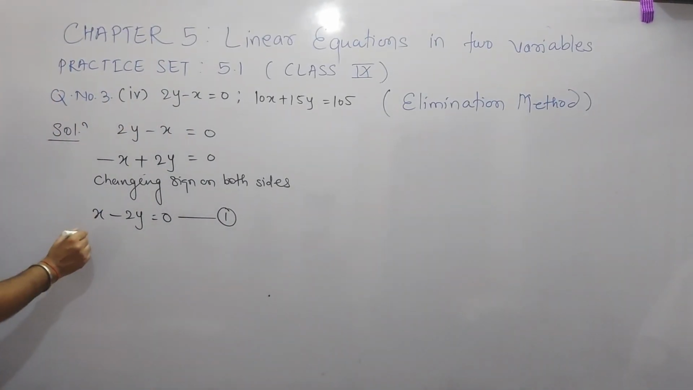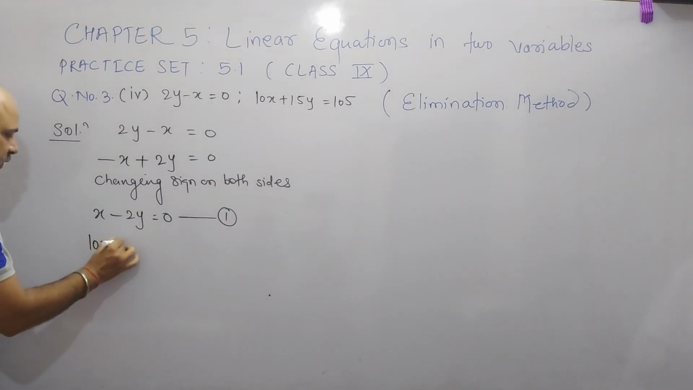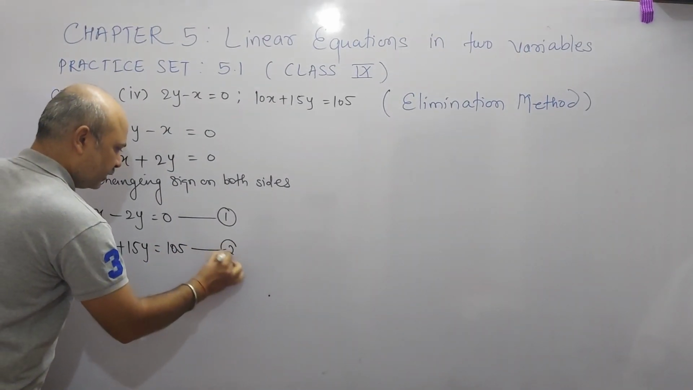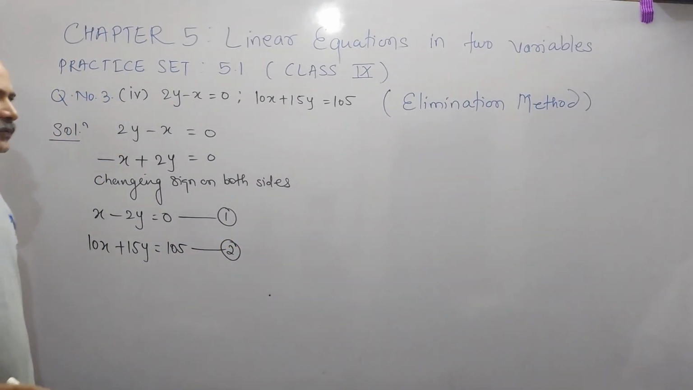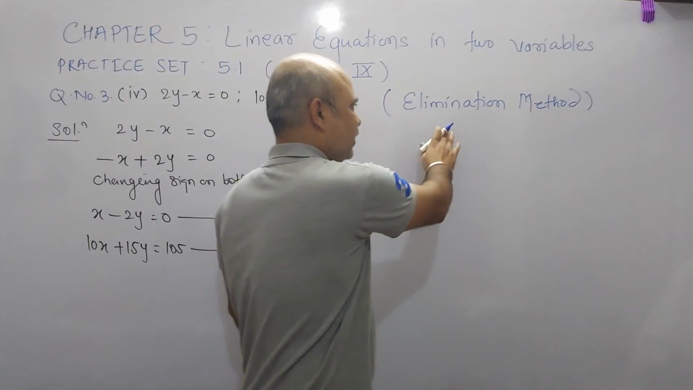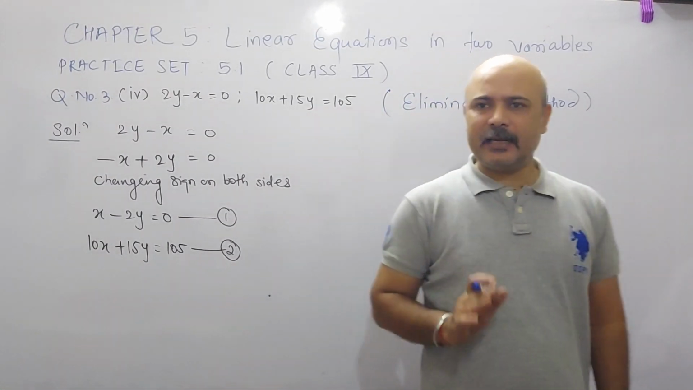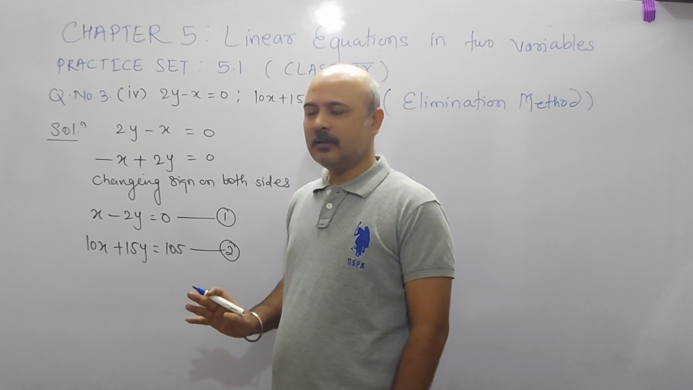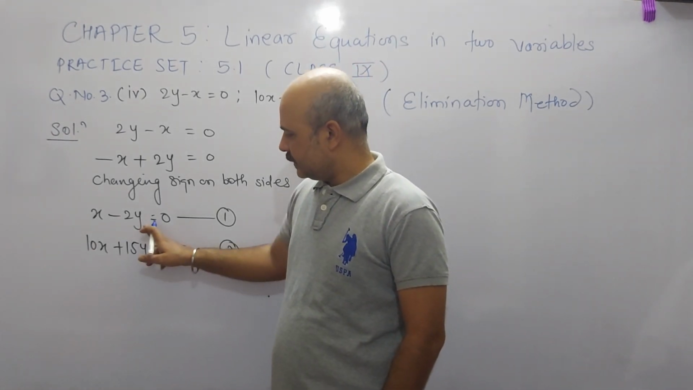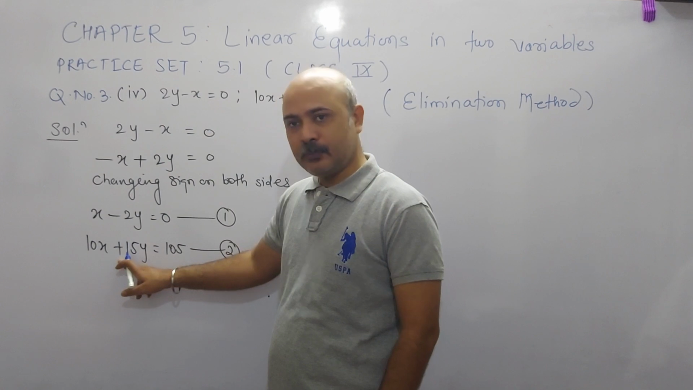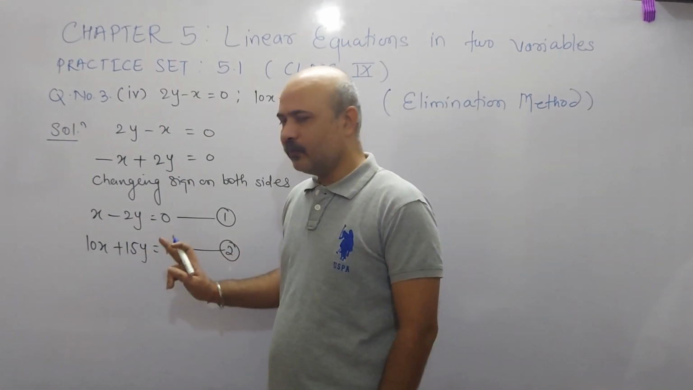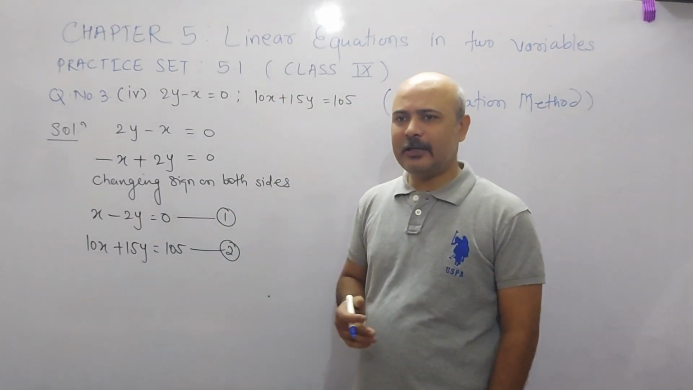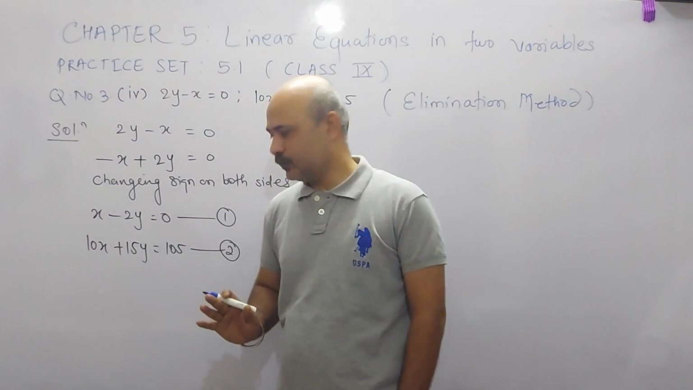Now what is the second equation? The second equation is 10x plus 15y is equal to 105. This is equation number 2. Now as we are going to solve this question by elimination method, we have to eliminate either x or y. Here we are going to eliminate y. Now student, you will see the sign of variable y is opposite. It means you only make their coefficients equal, so that when you add the equations, y will cancel out and you get the value of x.